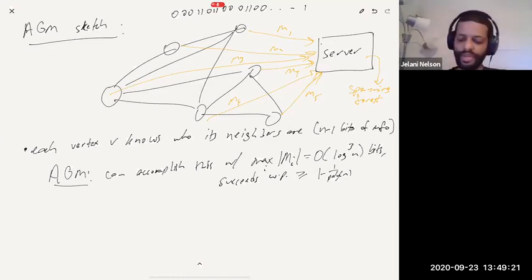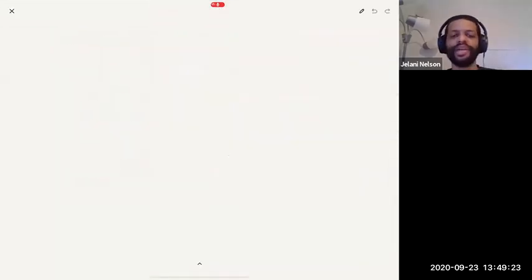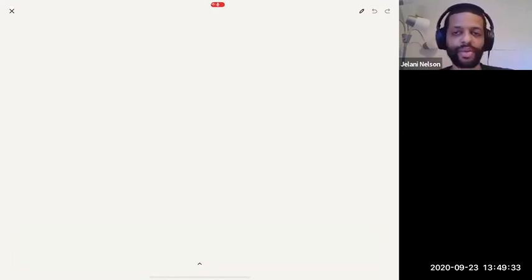And the AGM sketch is saying, actually, each server only needs to send a message of length log cubed n. So before we talk about how the AGM sketch works, I need to introduce a couple of primitives, some subroutines. And these are useful subroutines to know about because they come up in other places as well. Okay. Later in the semester, when we talk about, for example, compressed sensing, you'll see that one of these is very related to that.